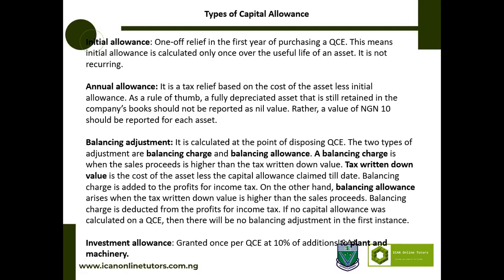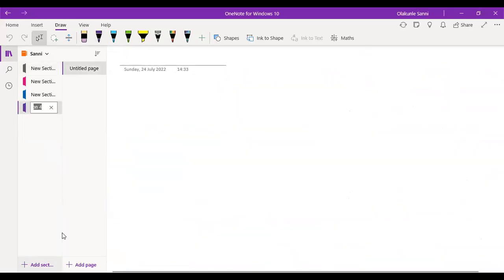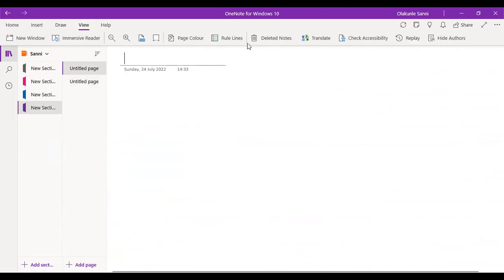So 0.5 divided by 4 is what? What do you call it? 0.125 or 0.625. So that is it. What I'm saying in essence is I can decide to use either, depending on the question.